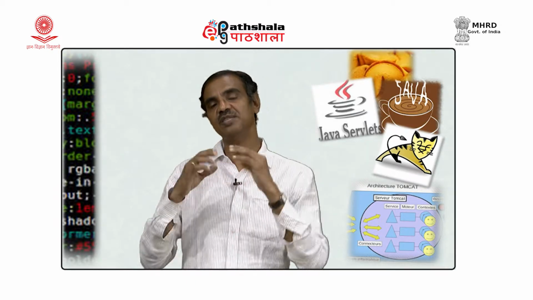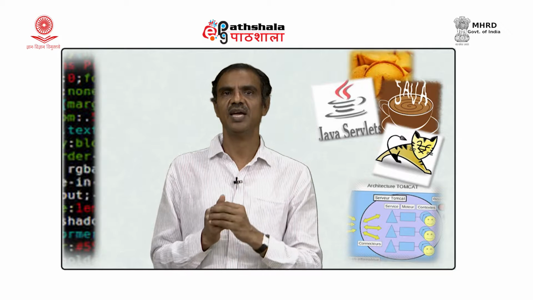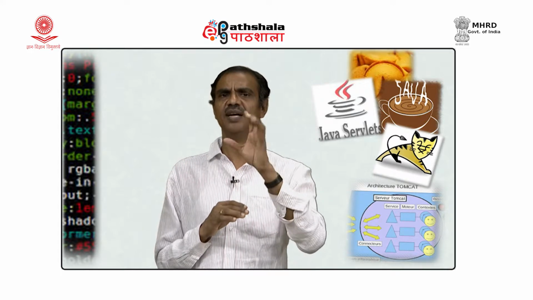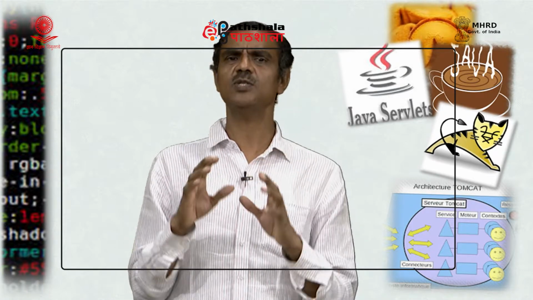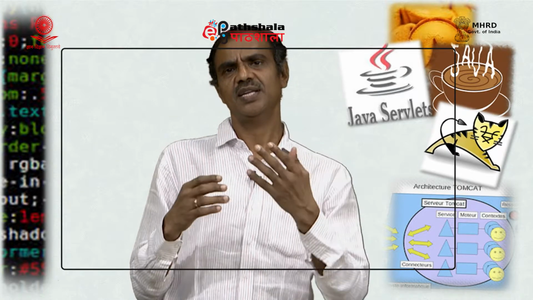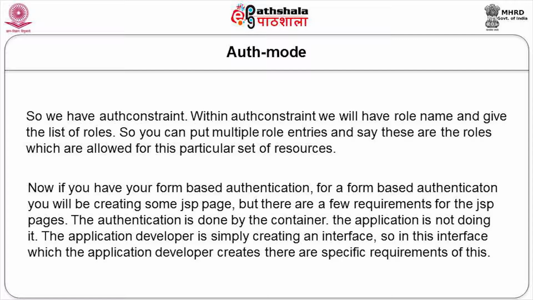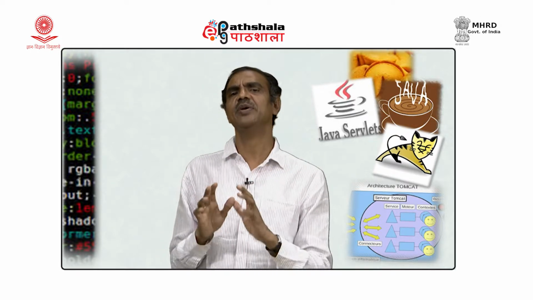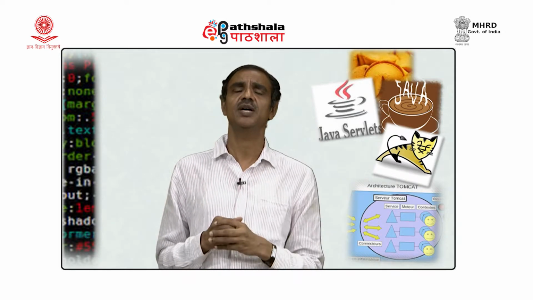Now, we are asking that a specific role should be used for this particular set of resources. So, we have a tag for specifying which role is necessary. We have this entry which goes in web.xml to specify that this particular role is required. So, we have auth-constraint. Within auth-constraint, we will say role-name and give the list of roles. You can put multiple role-name entries and say these are the roles which are authenticated and allowed to use this particular set of resources.